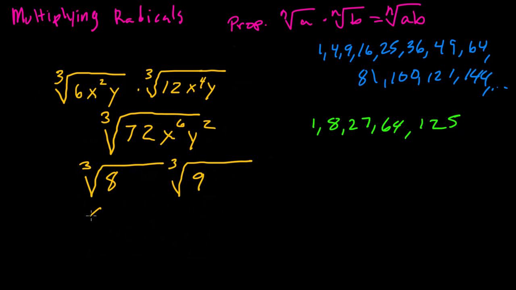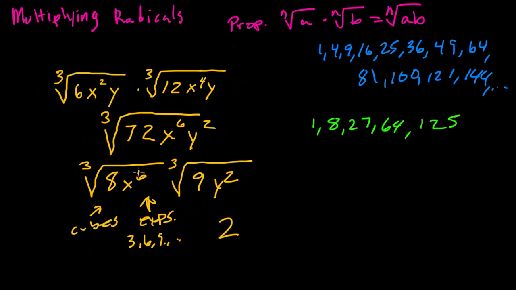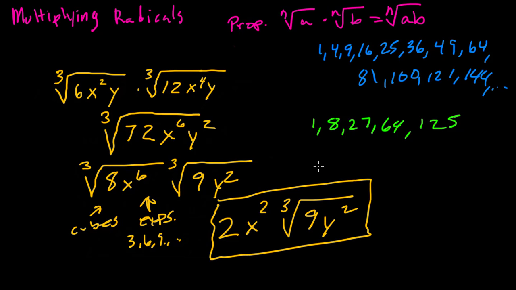X to the 6. Now we want these to be cubes here. And we want our exponents to be multiples of 3, like 3, 6, 9, and so on. So we get x to the 6. Y squared, is that a multiple of 3? No, it's not, so that's got to go over here. Now we can take the cube root of 8x to the 6. Cube root of 8 is 2. X to the 6, take 6 divided by 3. That gives us x squared. And we have the cube root of 9y squared. And we've got our final answer.